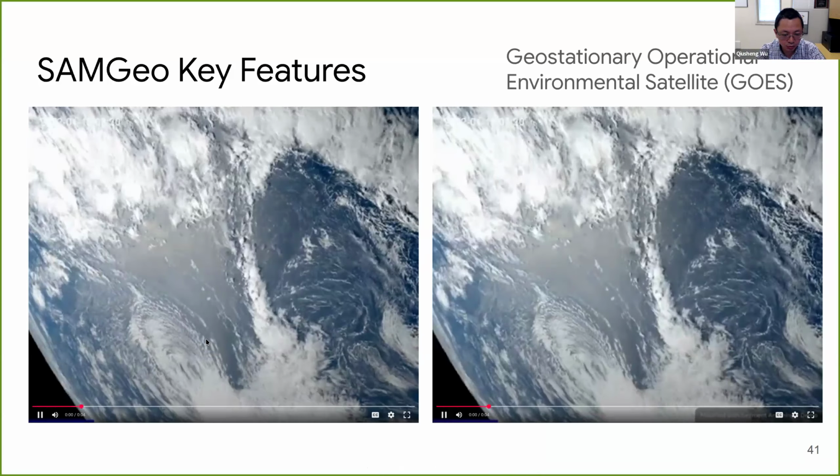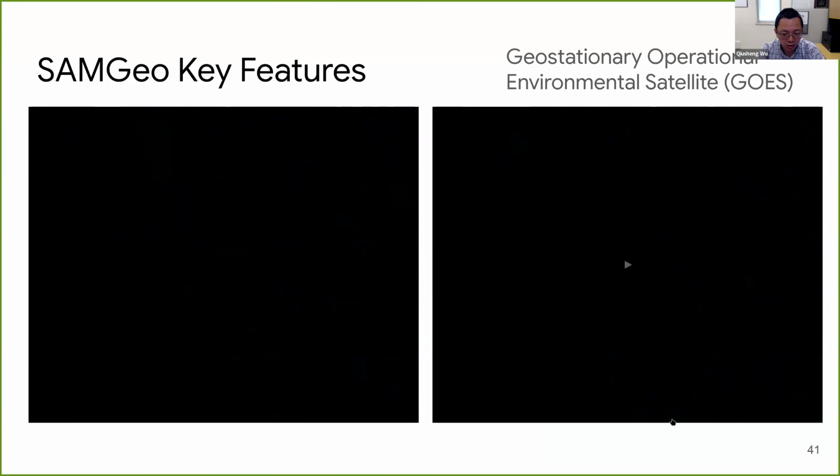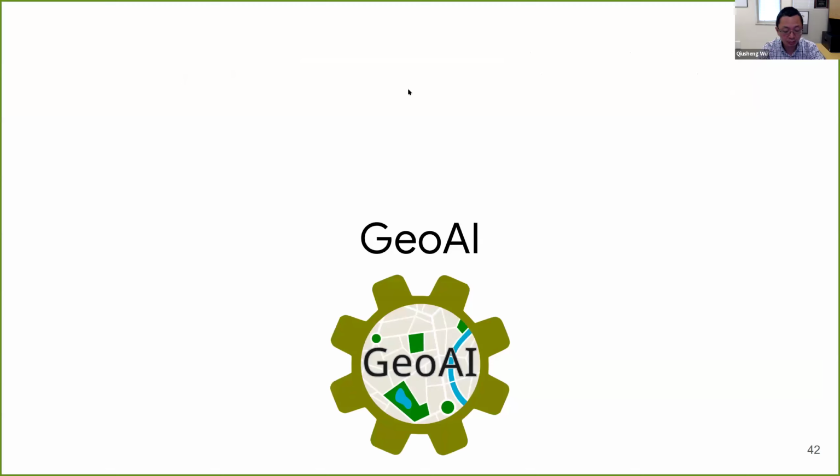You can also use it to study volcanic eruptions. If you want to see the impact area of the volcanoes, you can also do that easily just using SamGeo. So those are some of the applications I want to show you. Of course, there are a lot more applications that can be done with this kind of technology, but it's all up to your imagination. There are a lot of things you can do.